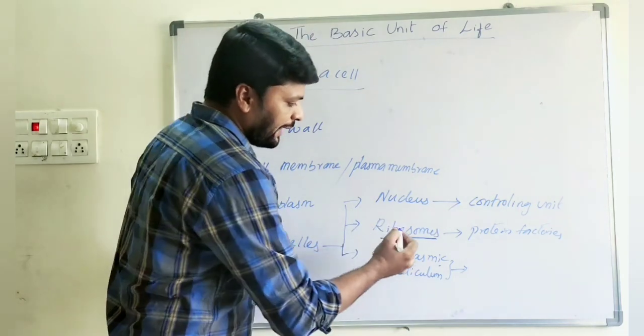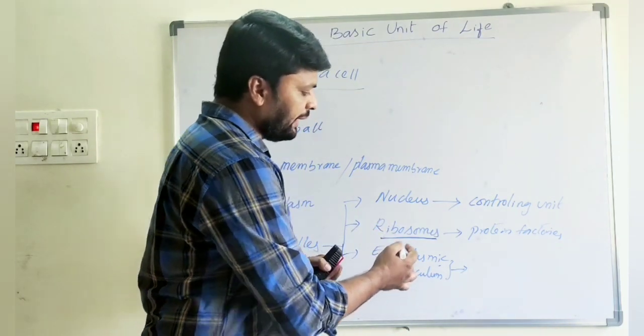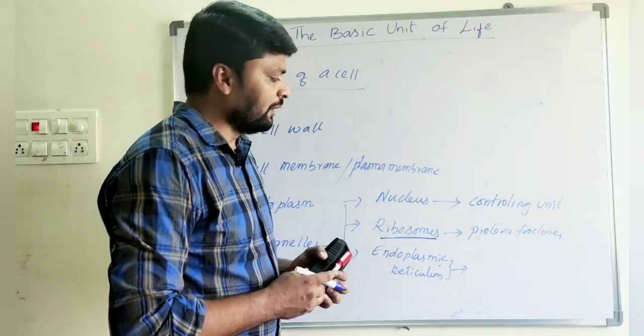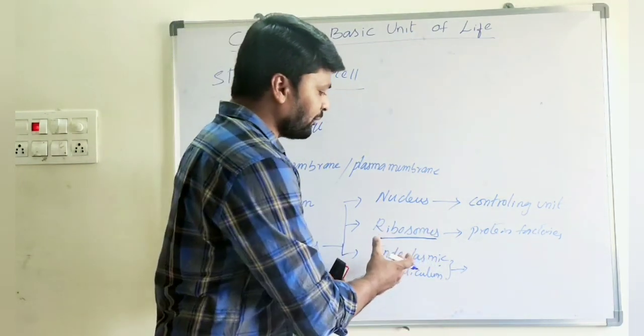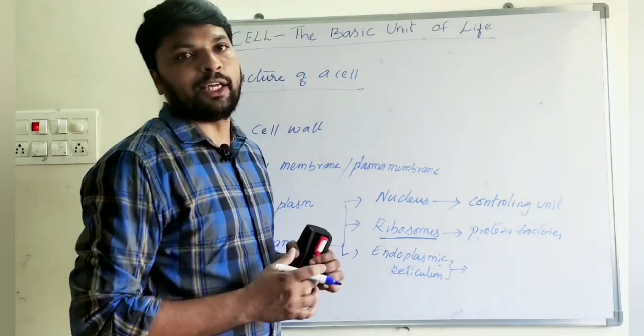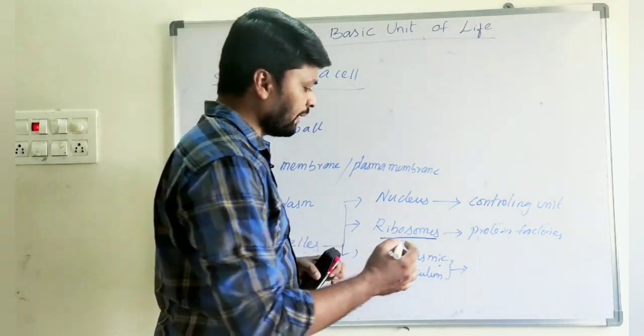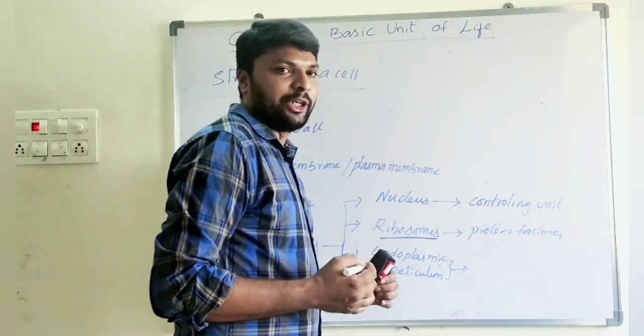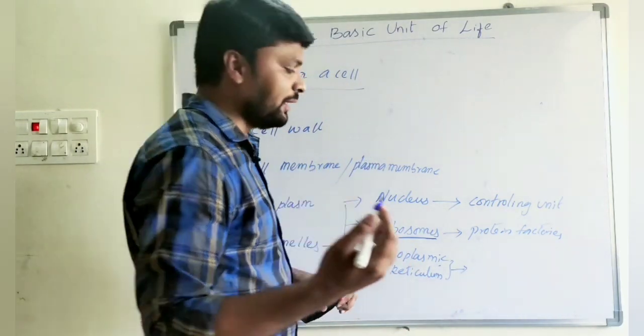If the ribosomes are studded on the endoplasmic reticulum, it is called rough endoplasmic reticulum. Without ribosomes, the endoplasmic reticulum is called smooth endoplasmic reticulum. And the remaining part of the endoplasmic reticulum will help in the production of lipids.